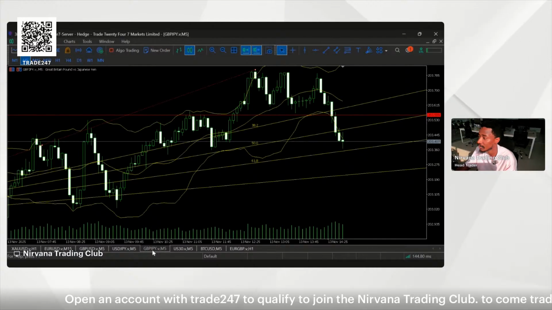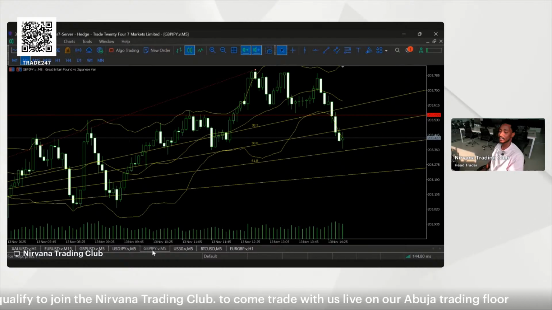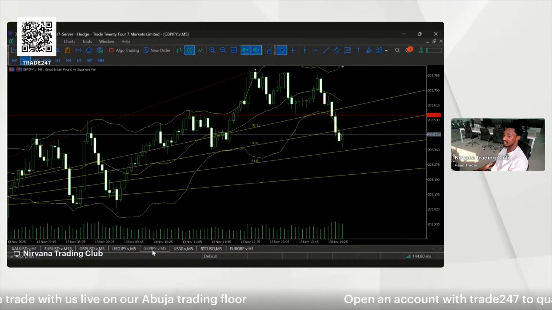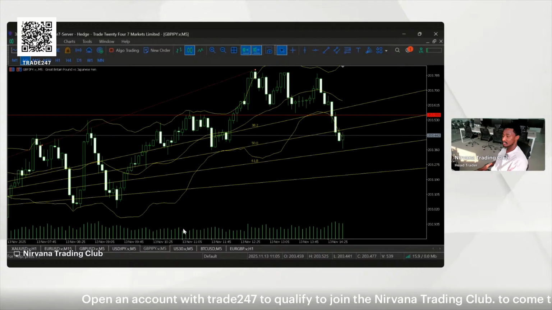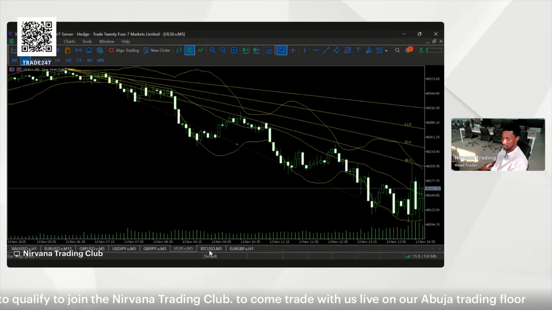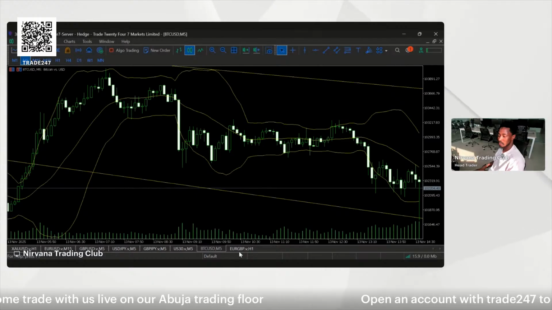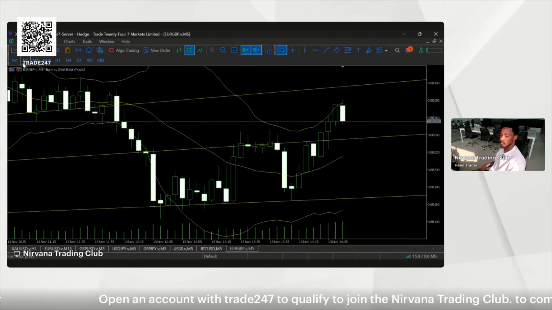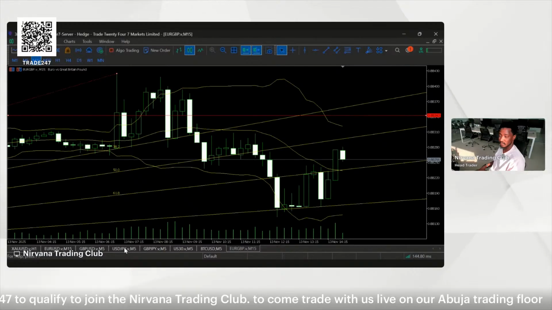GBP JPY still looking like we have support here, and this is the 5 minutes time frame. So anticipate something magical from here. US 30 still moving in fractional Brownian motion. GBP, okay, still looking good, maintaining its bias to the upside.